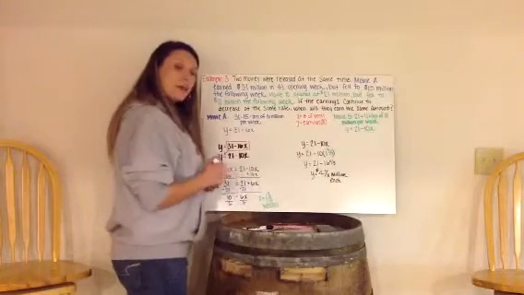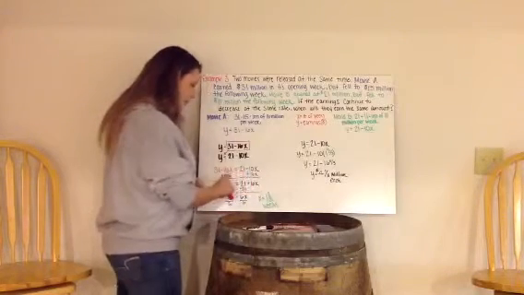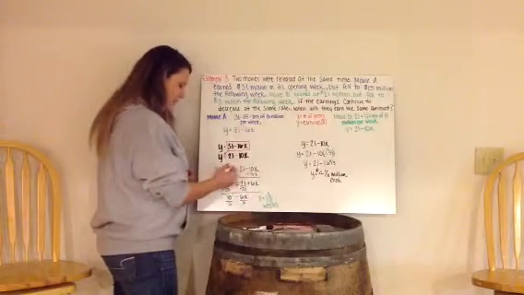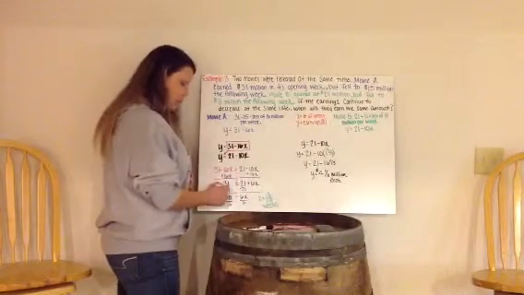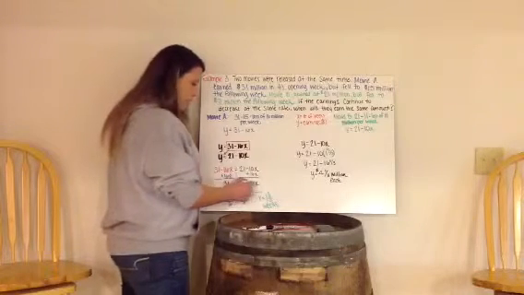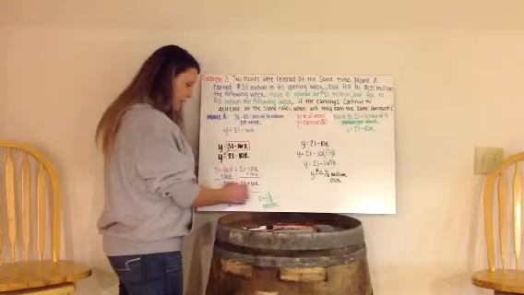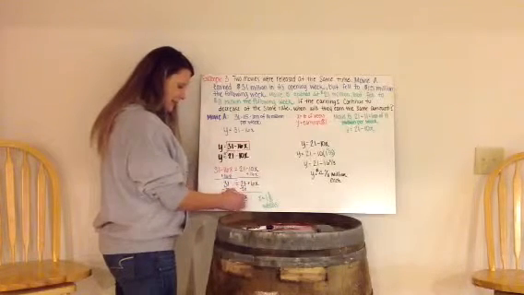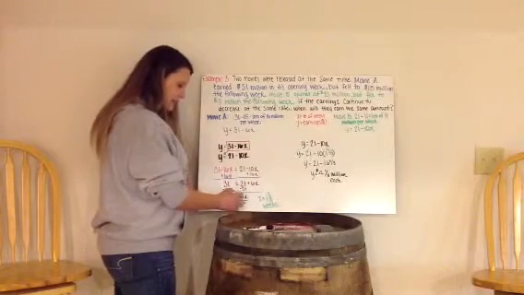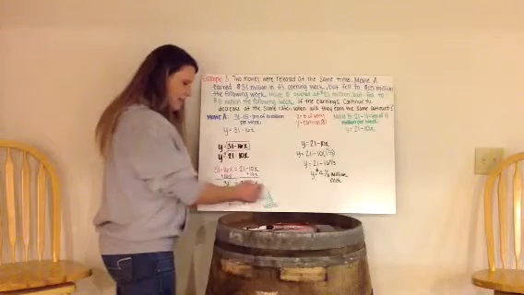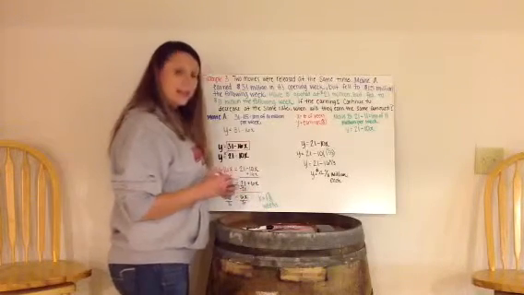Now I can solve it like I would a normal equation. I'm going to add 16x to both sides to cancel these out. And I'm left with 31 equals 21 plus 6x. When I do that, I'm going to subtract 21 on both sides to get rid of that, and I'm left with 6x equals 10. Divide by 6 on both sides, and you get 1 2/3 weeks is when they will be the same.